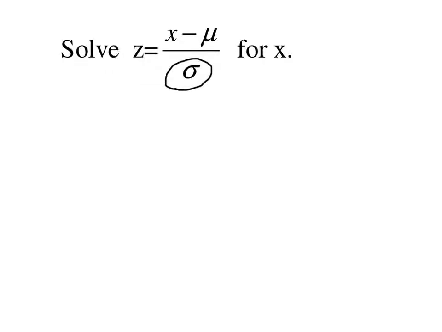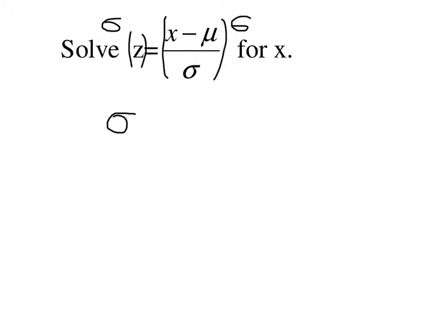So we want to multiply both sides of the equation by sigma. I'll just do it in here. We multiply by sigma here, and we multiply this side by sigma. That is the one thing that guarantees that our denominators, our fractions, will be cleared. So on the left-hand side, we have sigma z. The sigmas cancel on the right-hand side, and we have x minus mu.